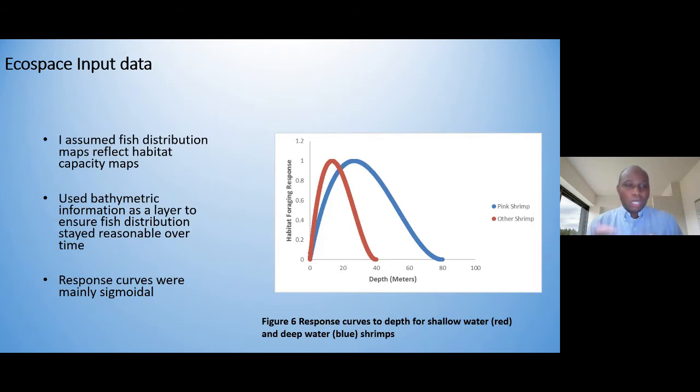And then I also used bathymetric information as a layer to ensure that fish distribution stayed reasonable over time. My response curves were mainly sigmoidal, as you can see for response curves in figure 6 for deepwater shrimp species, the pink shrimp, and some other shallower shrimp species like the estuarine shrimp I mentioned earlier, and brown shrimps.